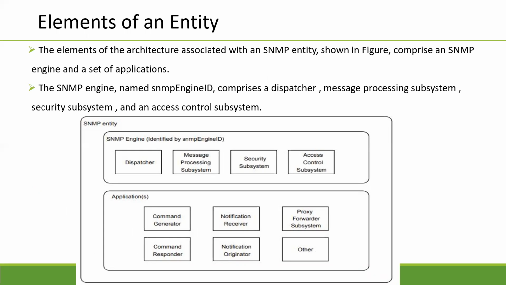Let's start with the classification of the first one, elements of an entity. The elements of the architecture associated with the SNMP entity, in the below diagram you can see, comprise an SNMP engine and a set of applications. The SNMP engine, named by the SNMP engine ID, comprises a dispatcher, message processing subsystem, security subsystem, and an access control subsystem. These are all the blocks present under the SNMP engine.